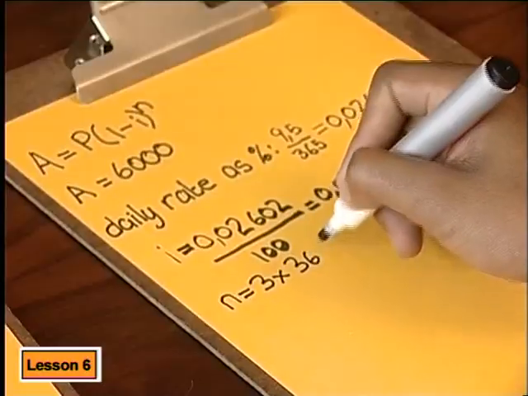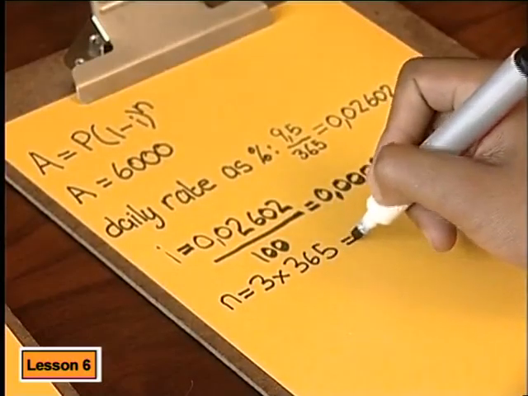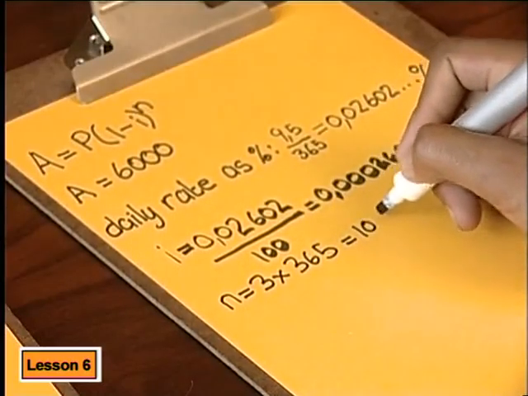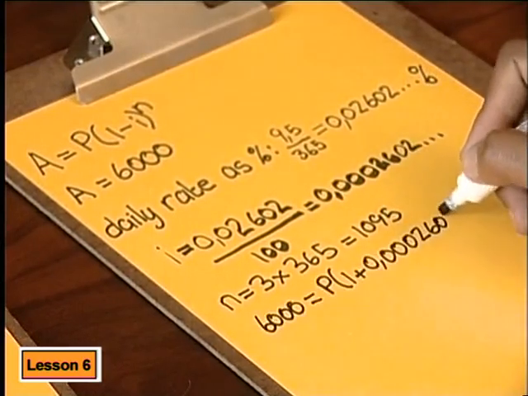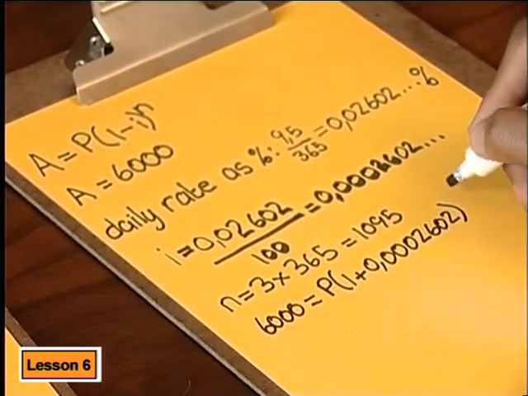Now you have the value for I in the formula. What's the value for N? 365, I think. No, hang on. It's 3 years, so it's 3 times 365. That's 1,095. So if I substitute all that into the formula, this is what I get.